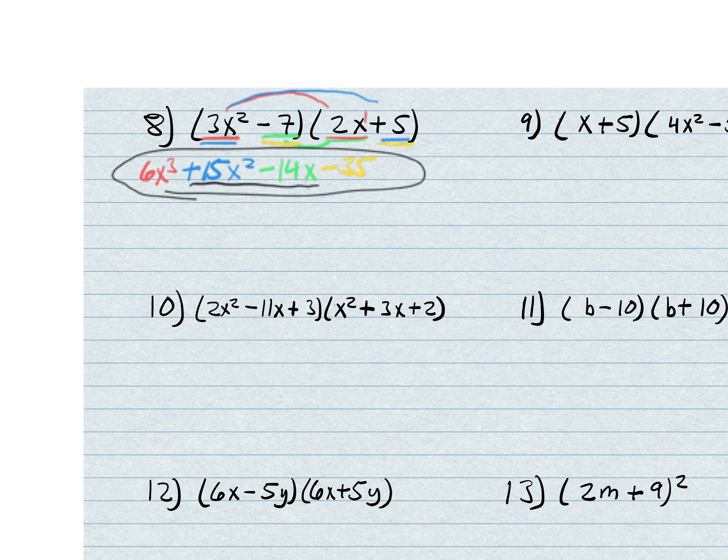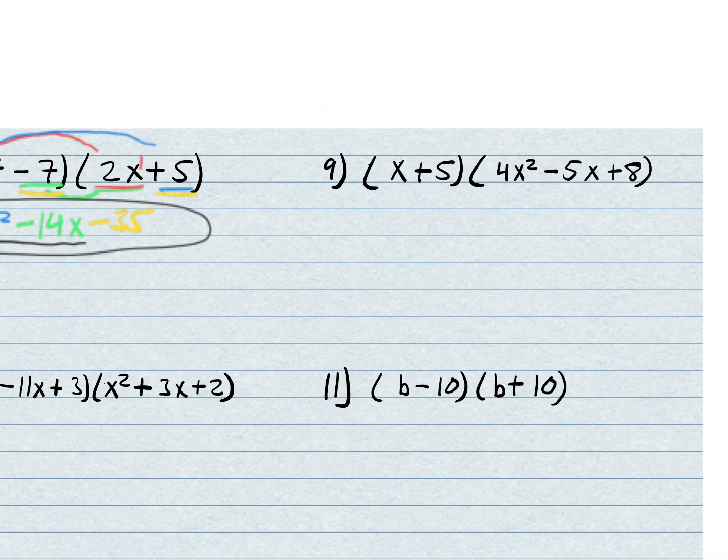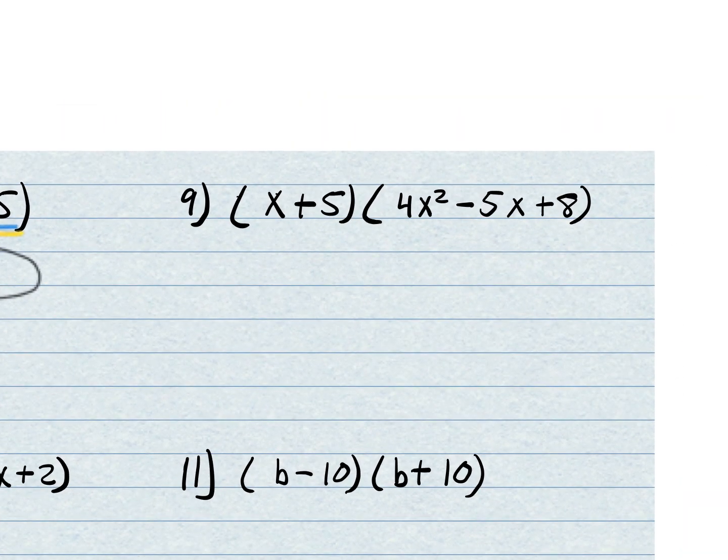And then the next example is going to be a little bit different from foiling. This time we don't have a binomial times a binomial, so we cannot FOIL. We have a binomial times a trinomial. In these kinds of problems, what I do is I take one term of the binomial and distribute it to each term of our trinomial. And then I do the same thing for the next term, but let's just take it one at a time.